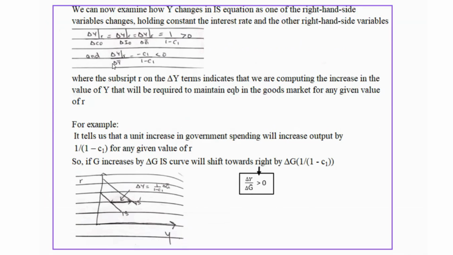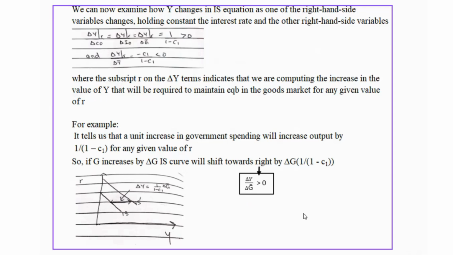For example, it tells us that a 1 unit increase in government spending will increase output by 1 by 1 minus C1 units for any given value of R, because delta Y by delta G bar is 1 by 1 minus C1. So if G increases by delta G, the IS curve will shift towards the right by delta G times 1 by 1 minus C1, and it's towards the right because delta Y by delta G bar, which is 1 by 1 minus C1, is greater than 0. This is how much output would increase for any given value of R.